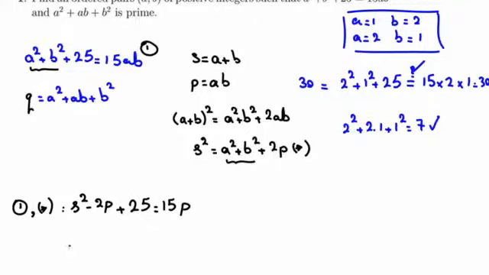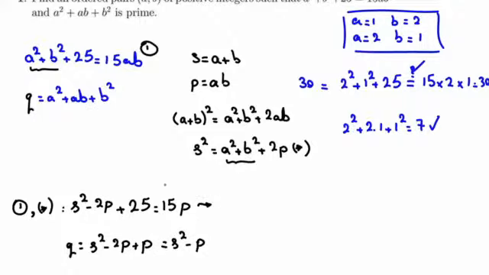And then Q is what? Q is a squared plus ab plus b squared. Here we have s squared minus 2p plus ab, which is plus p. So it will be s squared minus p.